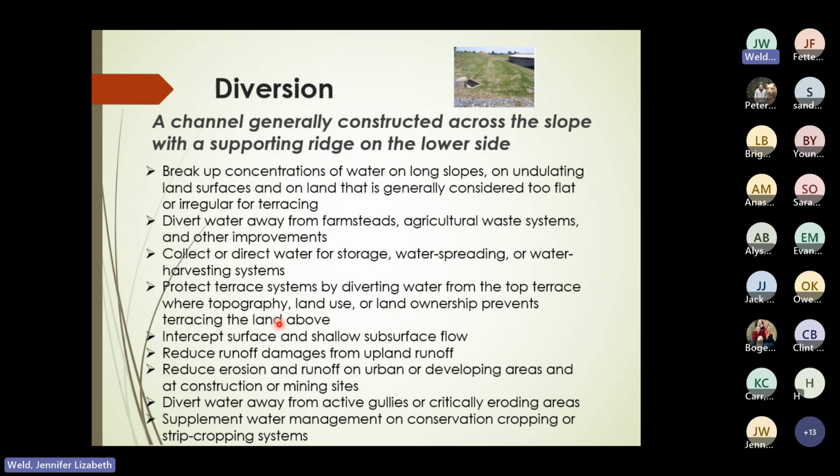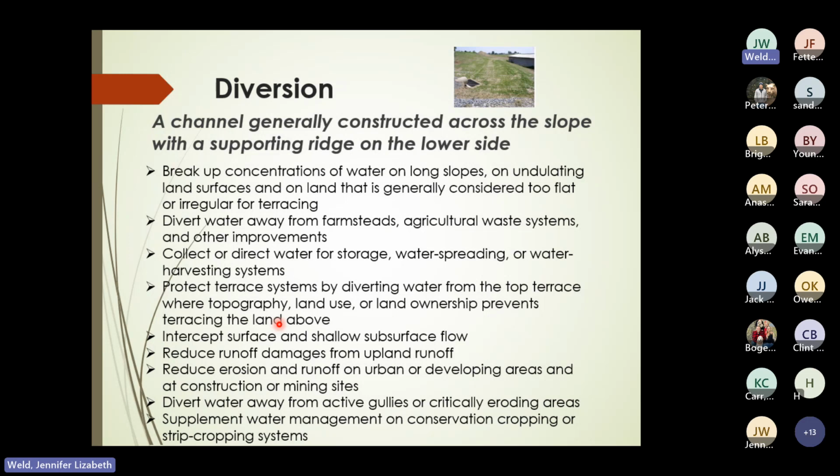You can divert water away from specific areas such as farmsteads or agricultural waste systems. You can collect water, as I mentioned, and direct it for storage or for spreading. You can also use it to protect terrace systems, and we're going to look at them in a bit, by diverting water away. So diversions are very effective in diverting water and controlling where it's moving, and it can also be used.